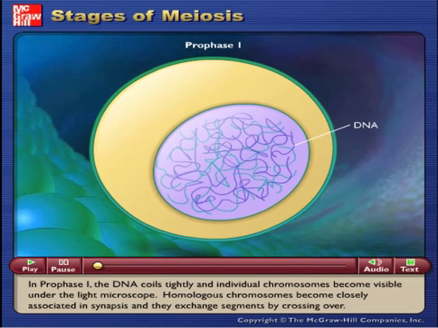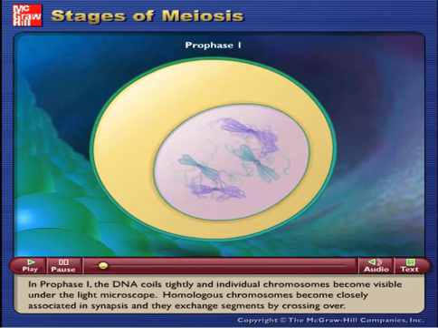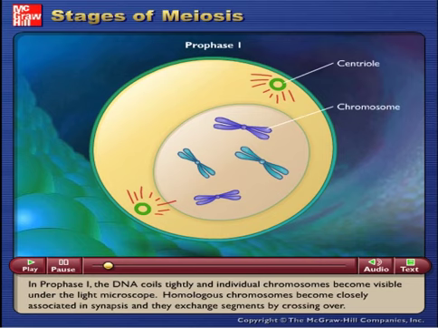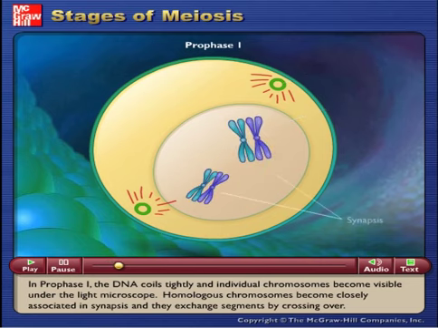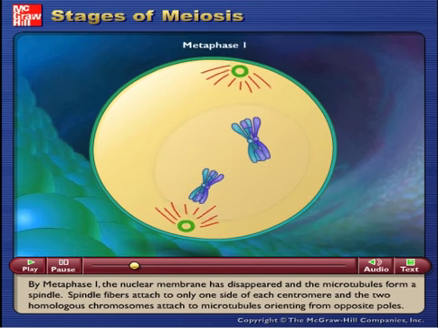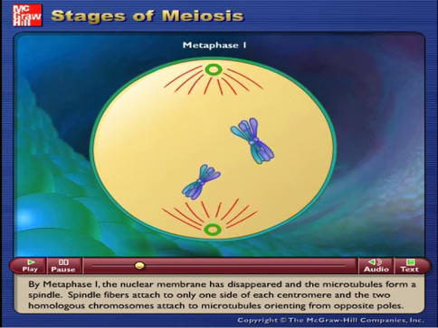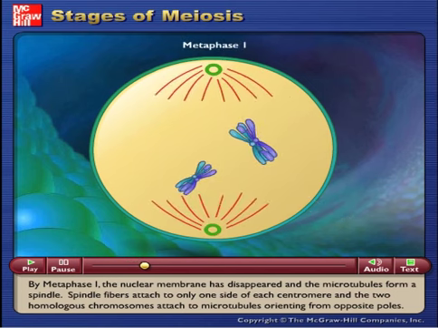In prophase 1, the DNA coils tightly and individual chromosomes become visible under the light microscope. Homologous chromosomes become closely associated in synapsis, and they exchange segments by crossing over. By metaphase 1, the nuclear membrane has disappeared, and the microtubules form a spindle.